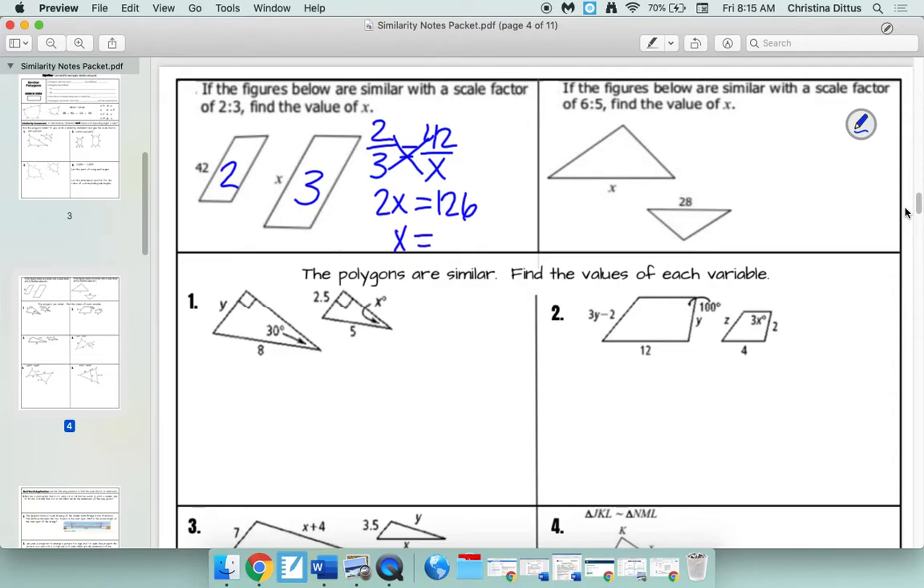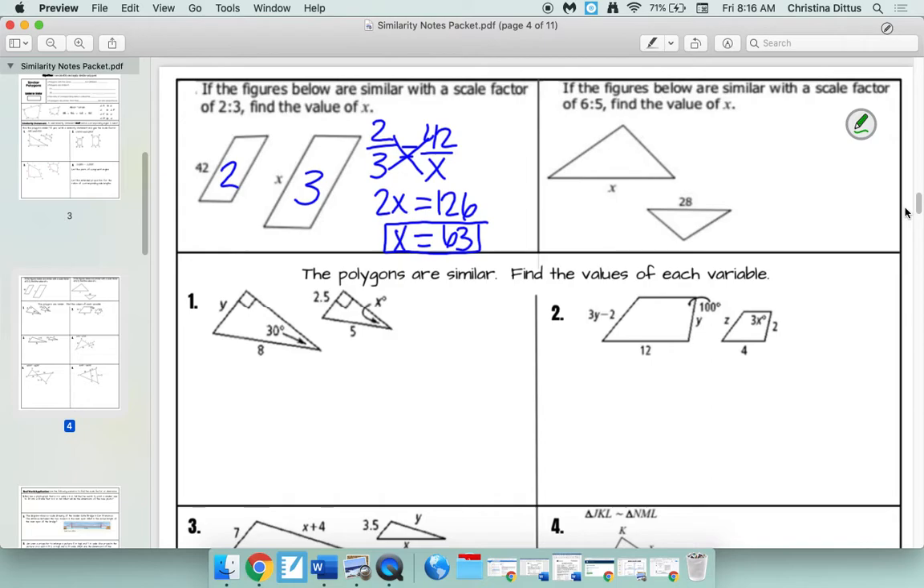Try doing that in your head. 63. 126. Well, see, it's easy when you already have the answer. And then just make sure your answer is actually bigger, and it is. Let's try the next one.